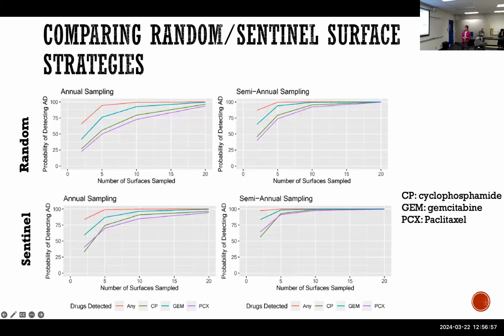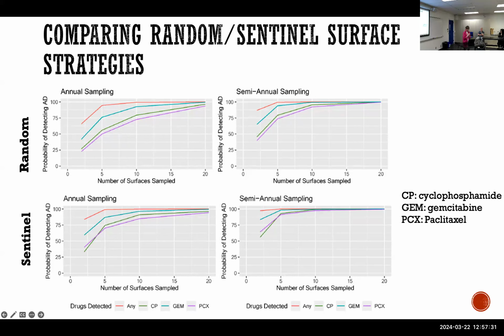Okay, these figures are a little bit complicated, so I'll just explain. On the y-axis, we have the probability of detecting contamination. And I'm using that term contamination to mean a level above the limit of detection. And on the x-axis, we have the number of surfaces sampled. So the structure is the same. So let's focus on the graph on the top left. In that case, we look at a sampling frequency of annual sampling, so once a year.